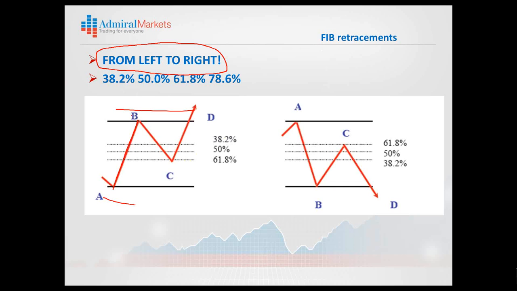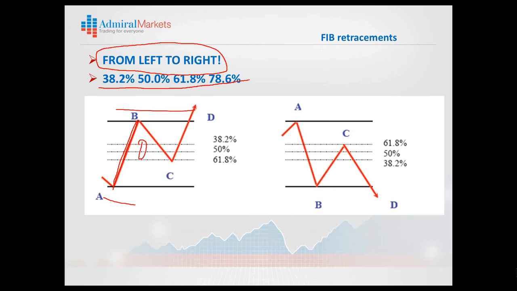So, from left to right, you connect point A, that is the lowest low, with the highest high, that is point B. You connect those two points and you will get those levels. And then you have your Fibonacci on your chart. And you have drawn it properly, not like many traders who draw it from right to left. That is not okay.